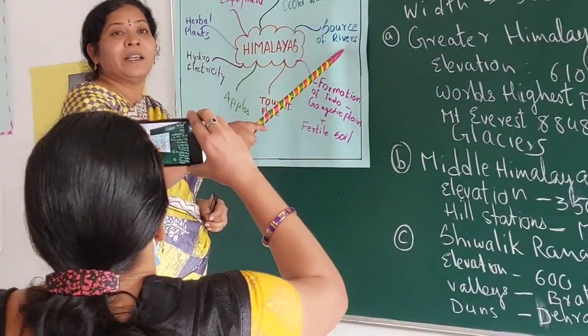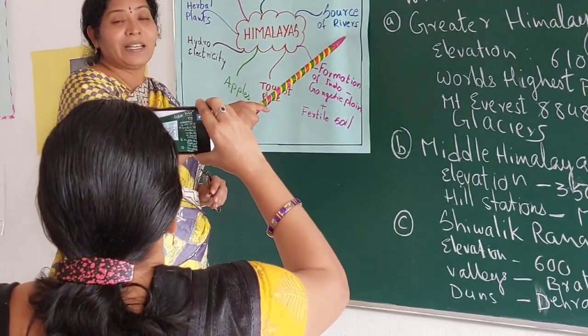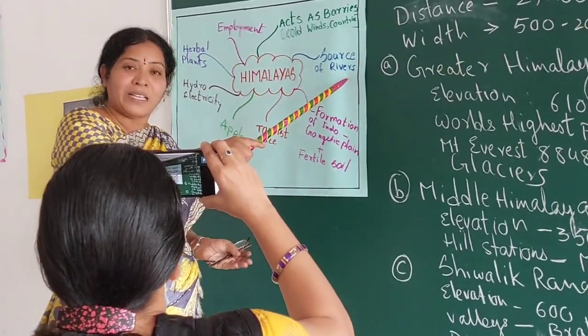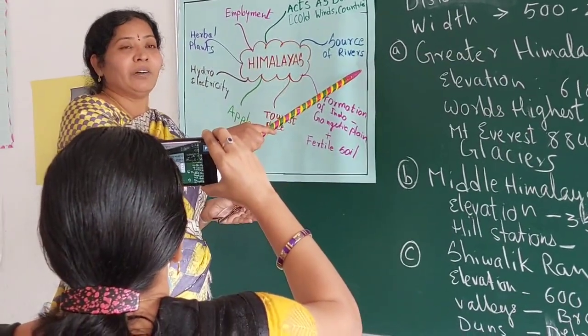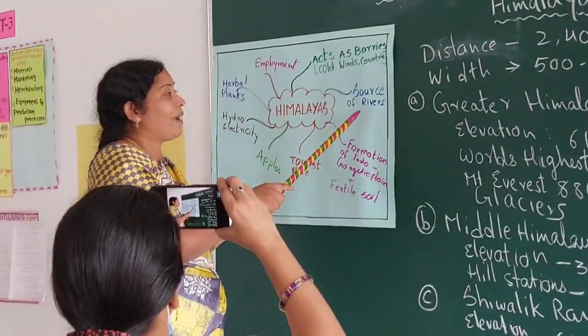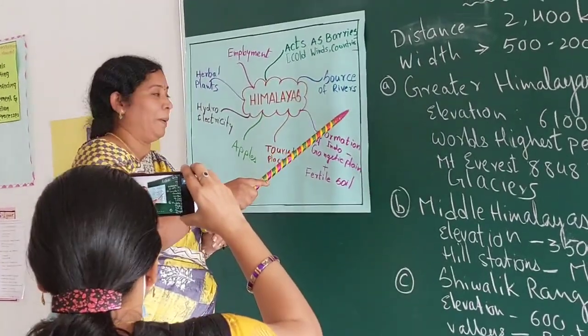So in these rivers we find water 365 days a year. The reason is that the mountains are covered with ice and snow. In the summer the ice melts, and in the winter again they have rainfall. So water flows for 365 days, which is used for navigation and agricultural purposes.